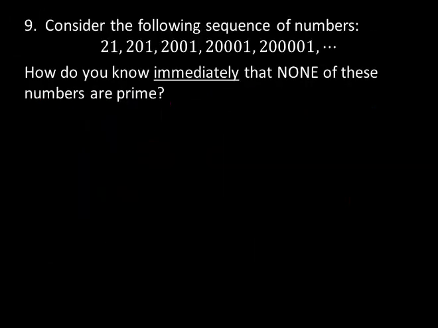Question 9. Consider the following sequence of numbers: 21, 201, 2001, 20,001, 200,001, and so on. In other words, each number begins with 2 and ends with 1 as its right-hand digit, and every time we just put in one more zero in between. That's a sequence of numbers. How do you know immediately that none of these numbers are prime?